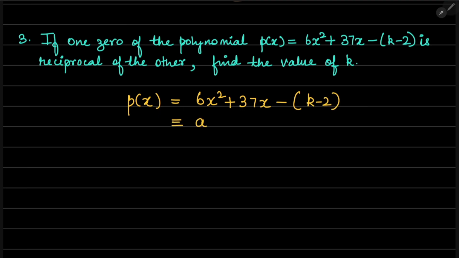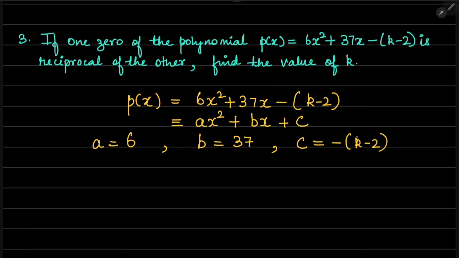Compare it with the standard quadratic polynomial ax square plus bx plus c. So what is a here? The coefficient of x square, which is 6. a is 6. What is b? Coefficient of x along with the sign, which is 37. And what is c? All the rest of the terms, it's minus of k minus 2. You have to find the value of k. Now, what is given in the question? If one zero of the polynomial is the reciprocal of the other.